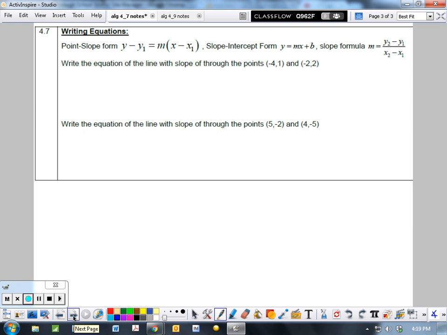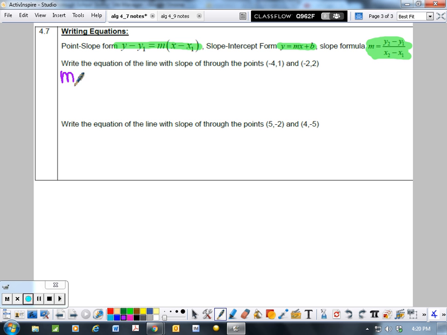Okay, so 2 more examples. This time, we are stepping it up because now we have point-slope form. We're turning it into slope-intercept form, but we also have to take into consideration the slope formula. So now we've got lots of stuff we have to do because now we have to calculate our slope first. Oops, let's not do that. There we go. So now we're going to calculate our slope.